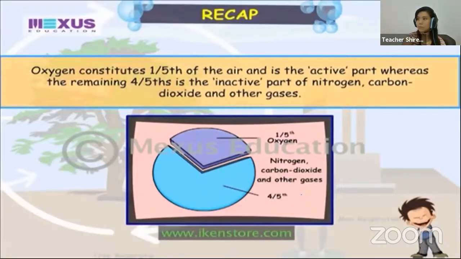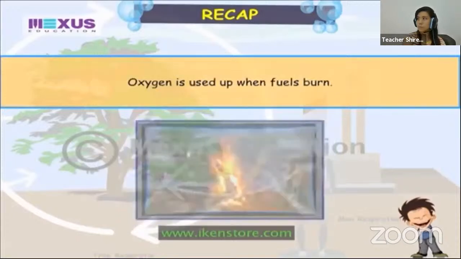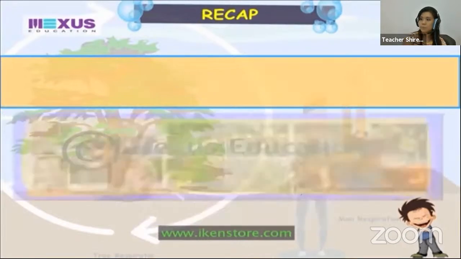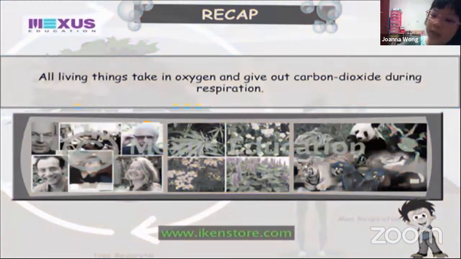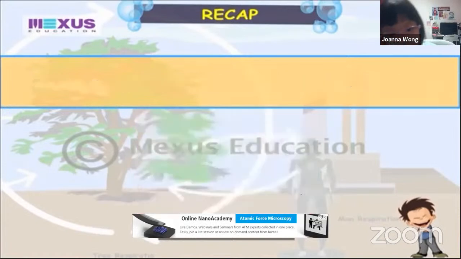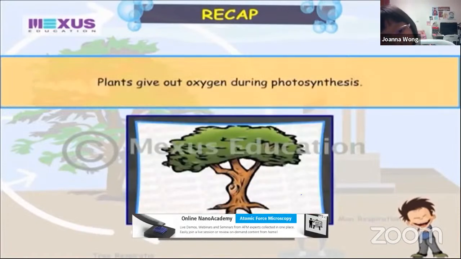Of nitrogen, carbon dioxide and other gases. Oxygen is used up when fuels burn. All living things take in oxygen and give out carbon dioxide during respiration. Inhaled air is rich in oxygen and exhaled air is rich in carbon dioxide. Plants give out oxygen during photosynthesis.